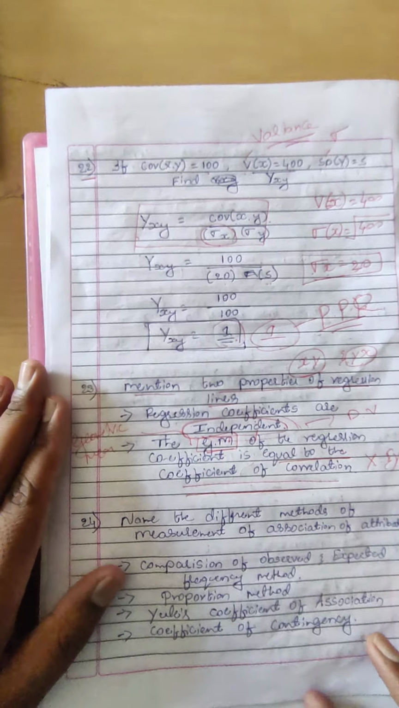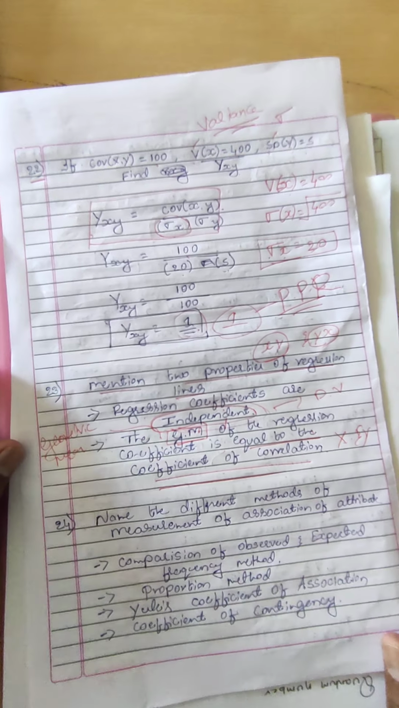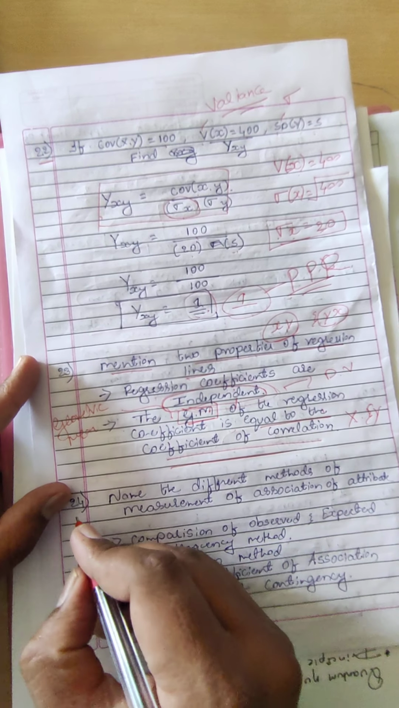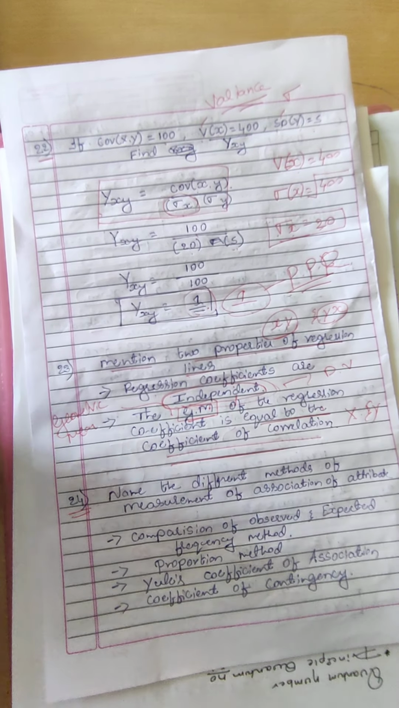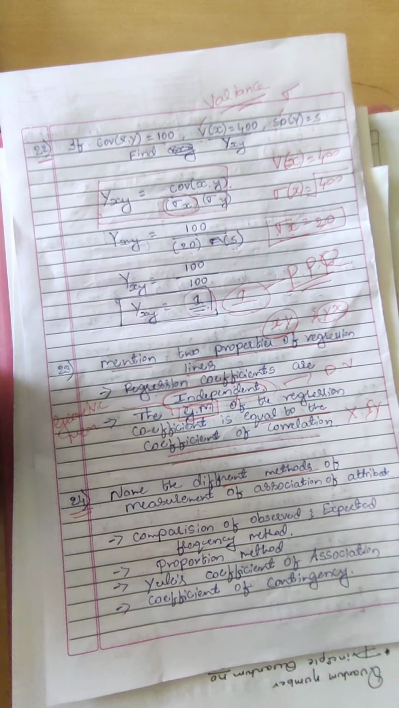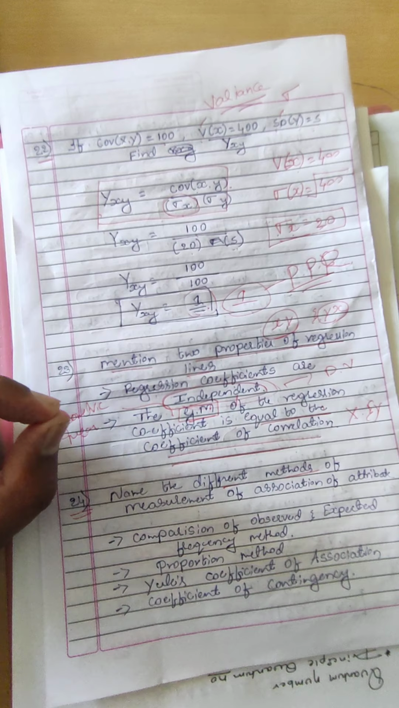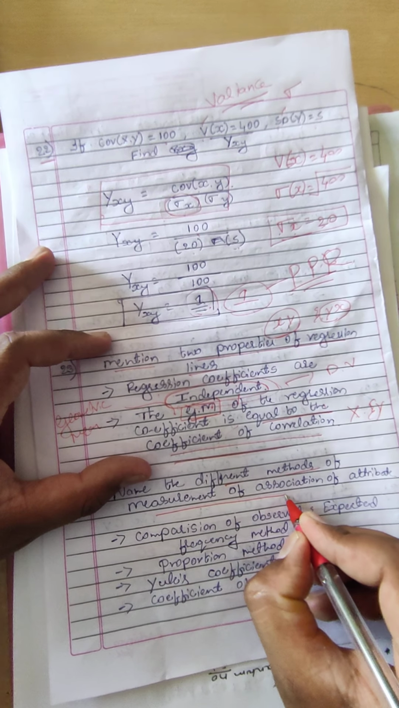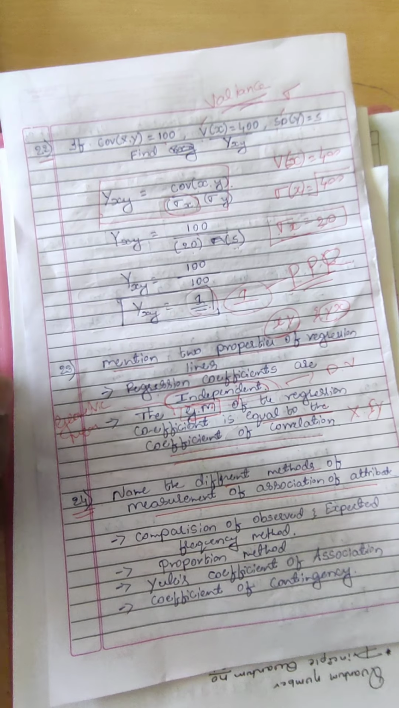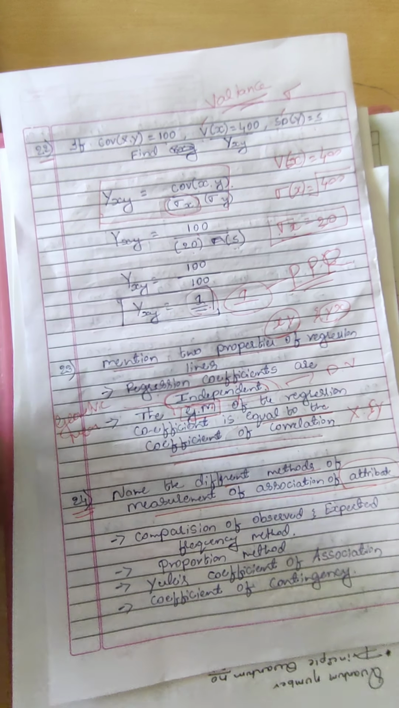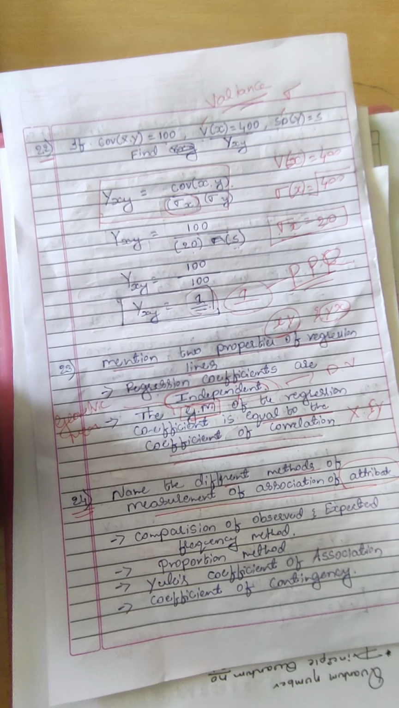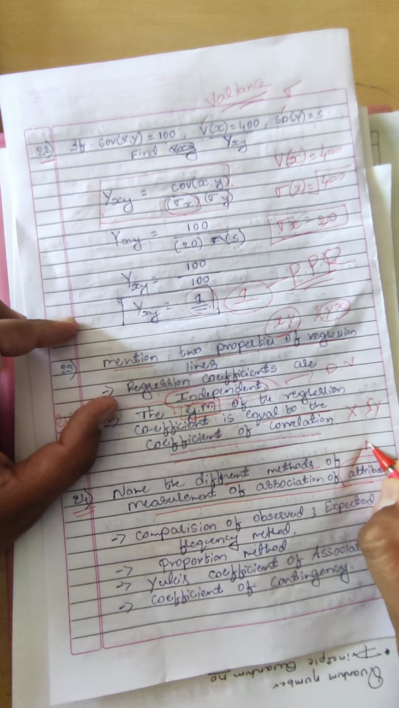Okay, dear students, this is also a very important question for 2 marks. And the last question of section B is the 24th question. Name the different methods of measurement of association of attributes. We already know the meaning of attributes. Attributes means qualitative characteristics, which are easily identifiable but cannot be numerically measured.